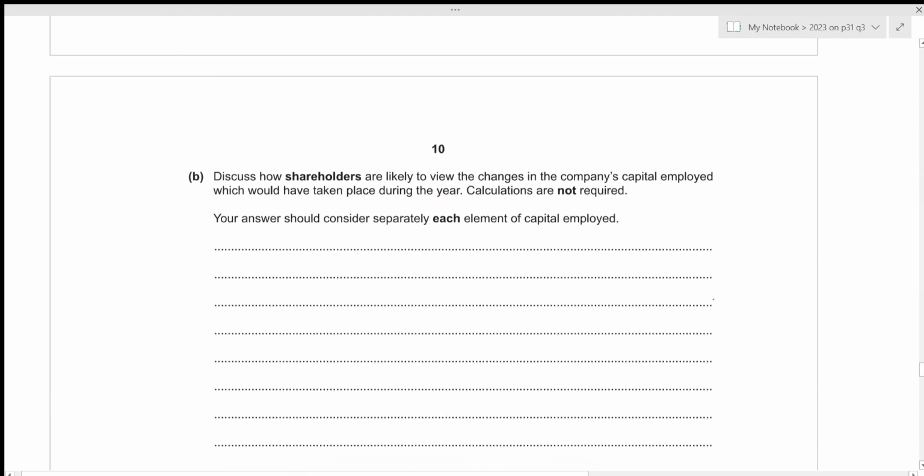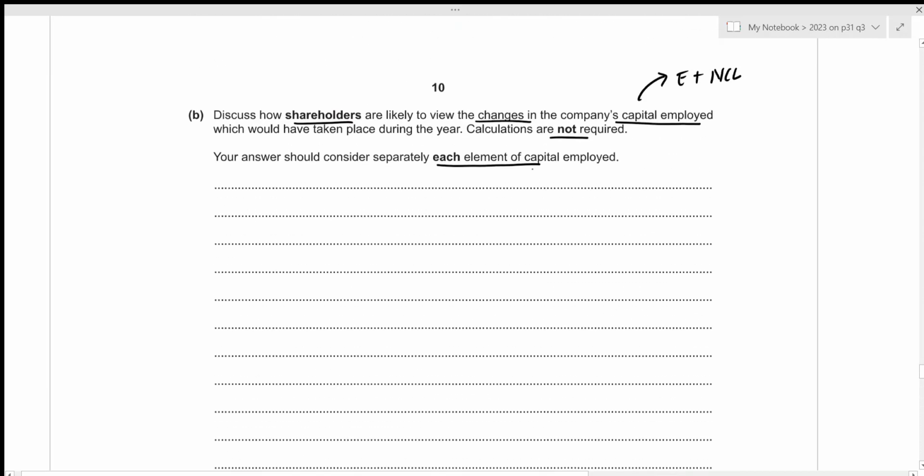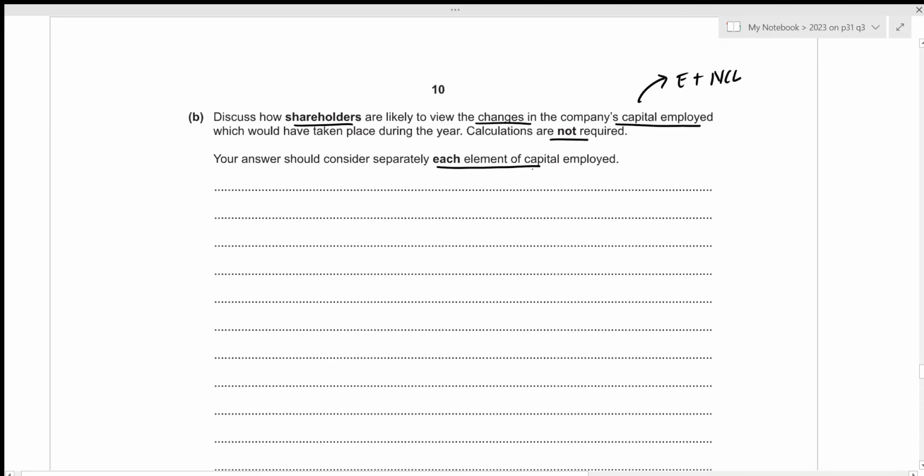And for the second part, we now need to discuss how shareholders are likely to view the changes in the company's capital employed. Capital employed will include our equity and non-current liabilities, which would have taken place during the year. The calculations are not required. We only have to discuss the implications of these changes for shareholders, and your answer should consider separately each element of capital employed. This is of 8 marks, so we can consider 4 elements.